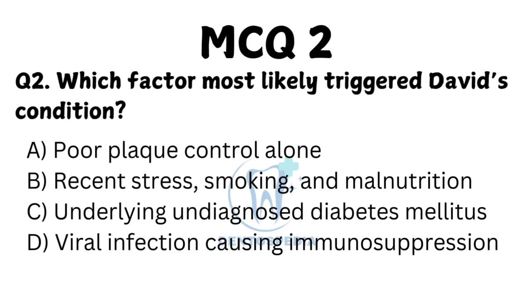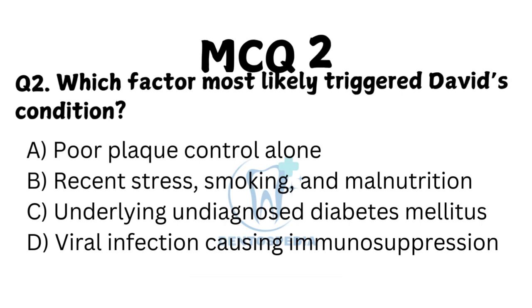Question 2. Which factor most likely triggered David's condition? Options are A, poor plaque control alone. B, recent stress, smoking, and malnutrition. C, underlying undiagnosed diabetes mellitus. D, viral infection causing immunosuppression. Pause for a few seconds and think.